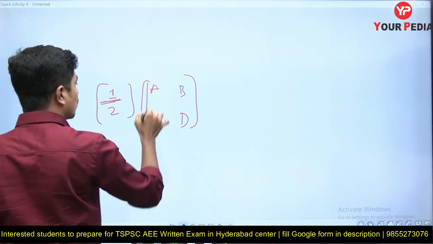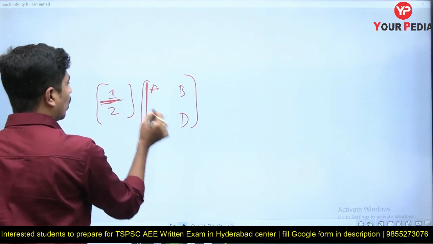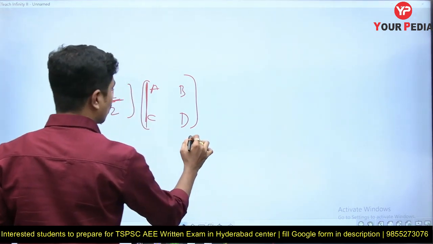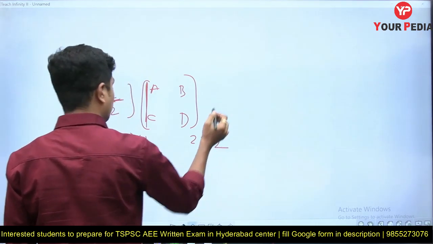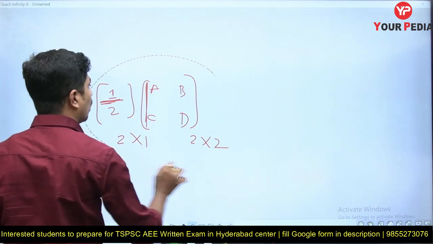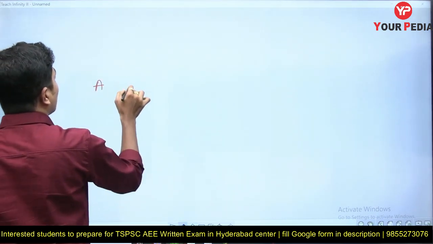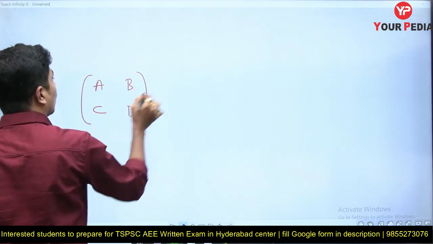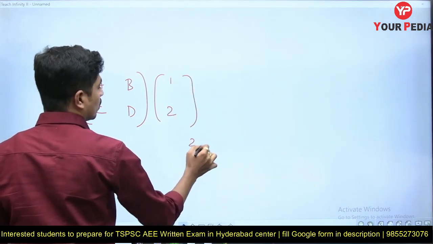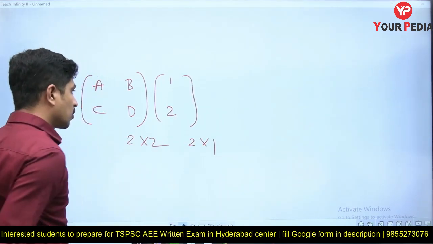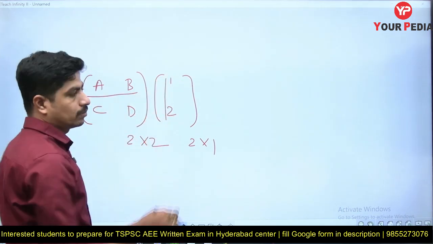This row is multiplied with this column. How much am I going to get? In fact, this is not possible. This is 2 by 2, and this is 2 by 1. This multiplication is not possible. Sorry, let me take an appropriate example. I can write A, B, C, D, and 1 and 2. So this is 2 by 1, this is 2 by 2. Now this multiplication is possible. What we are doing, this entire row, we are multiplying with this entire column.